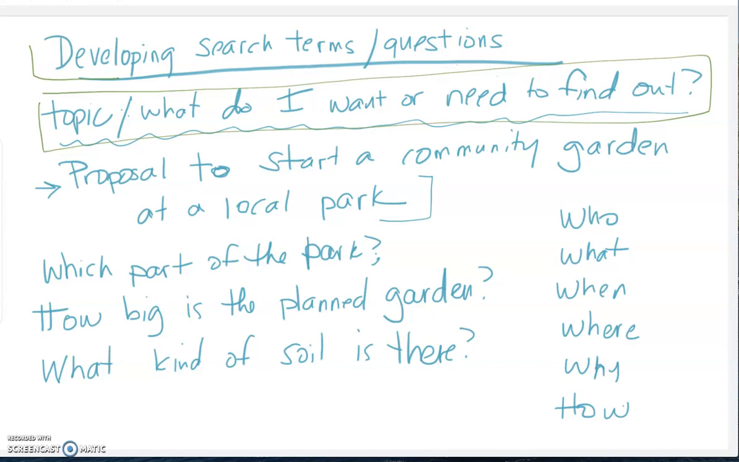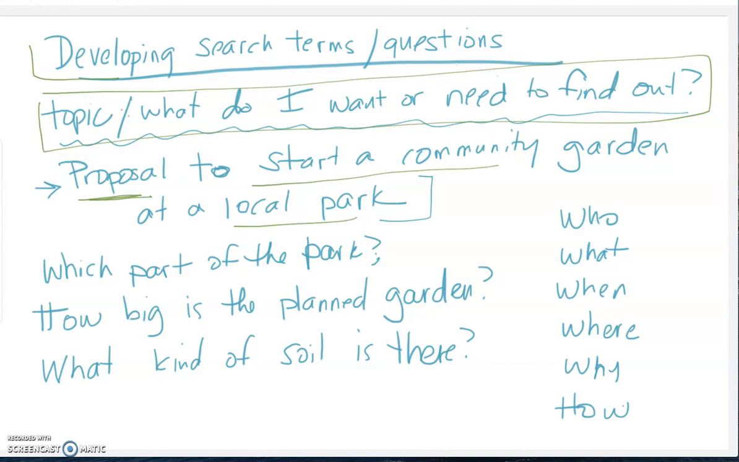I want to propose, and this is part of what I'm writing, that somehow locally we start a community garden in a local park. There's a park that's near my house. There's a lot of land that just gets mowed down to grass, but nobody uses it as grass. And I thought it would be a really good idea to put a community garden there instead of just the lawn or just the grass.